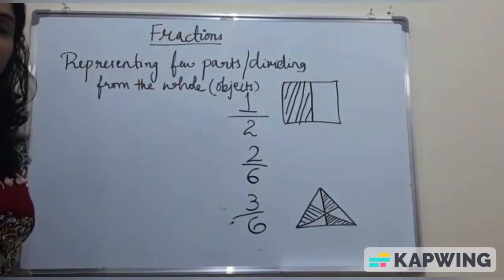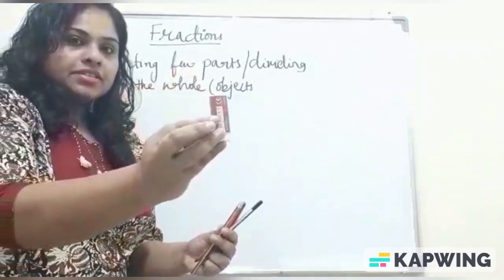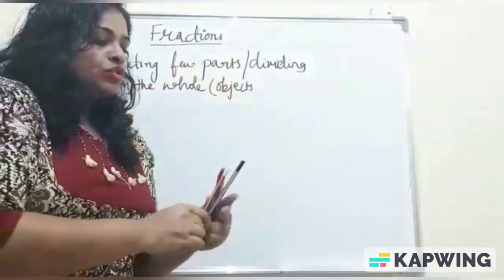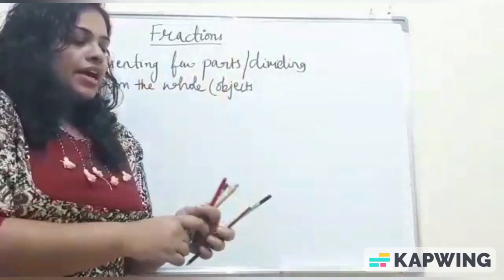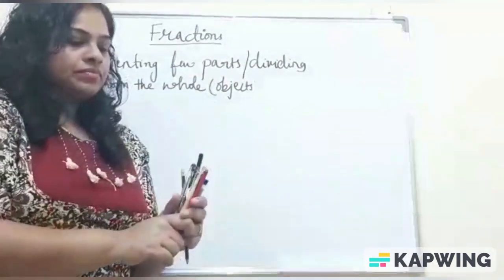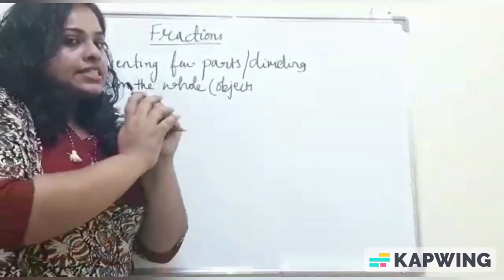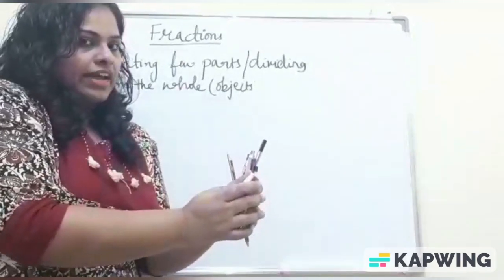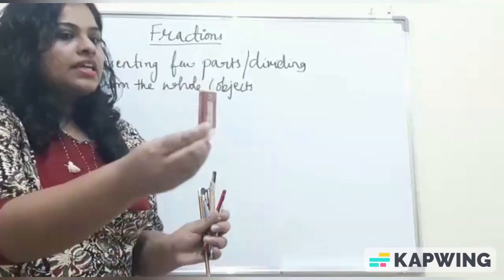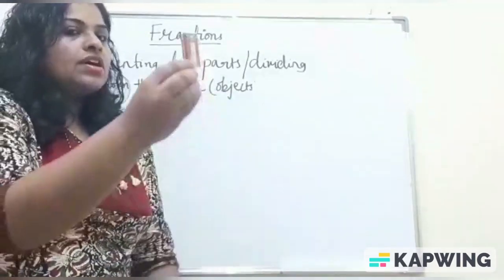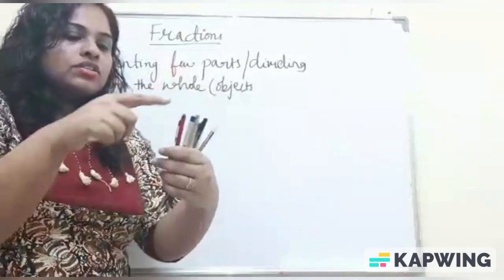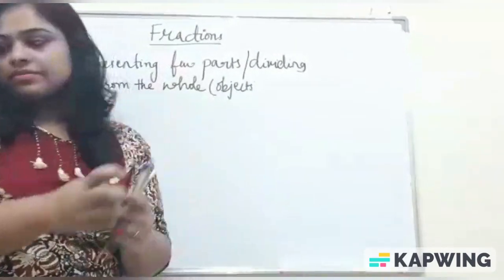Good? Good to go? I have an eraser. I have 2 pencils. I have a few pens. Now it's all together stationery items. Now let's take a fraction out of it. How do I take a fraction? What is this in my hand? Eraser. How many erasers do I have?